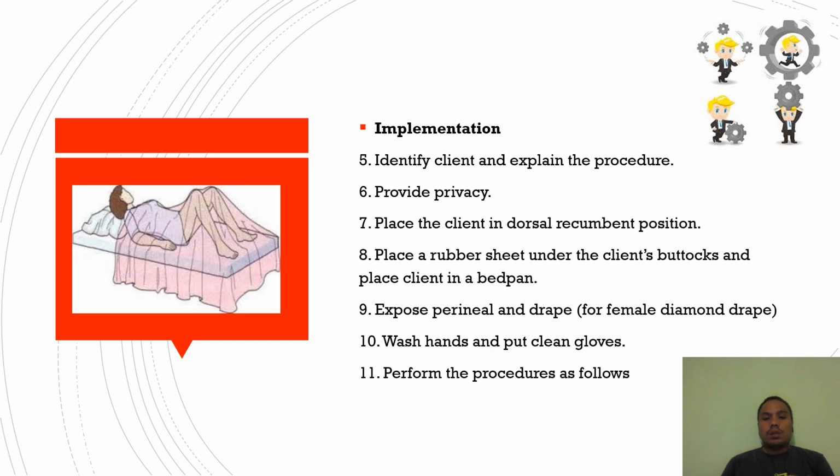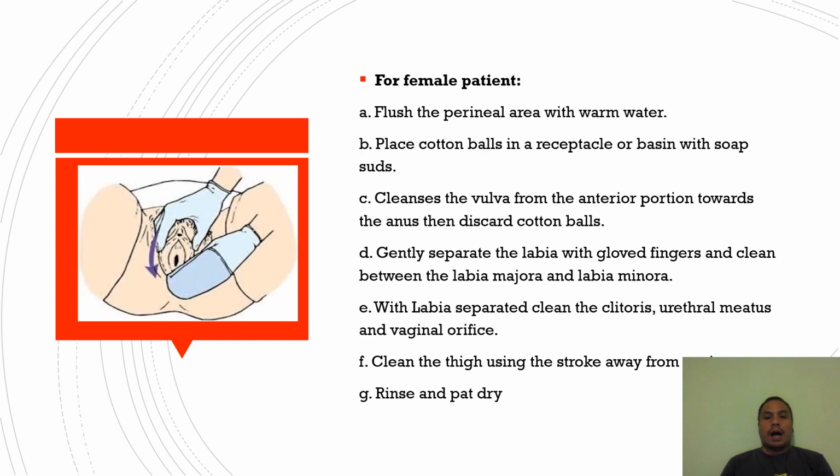So let's proceed to perform the procedure as follows. First one, for our female patients, flush the perineal area with warm water. Flushing the perineal area is to flush excess vaginal secretions. Also place cotton balls in a receptacle or basin with soapy water.